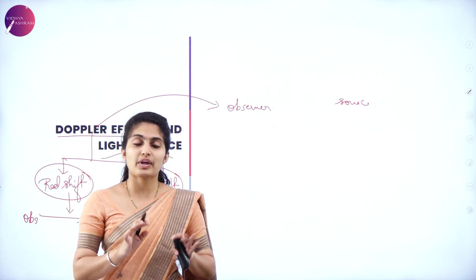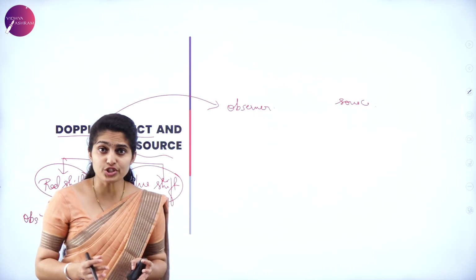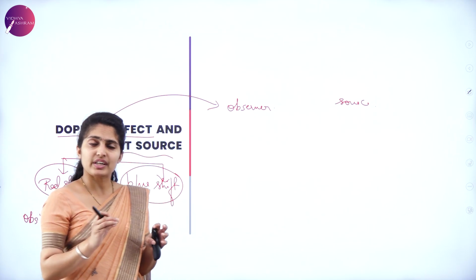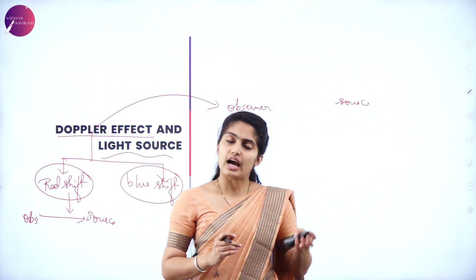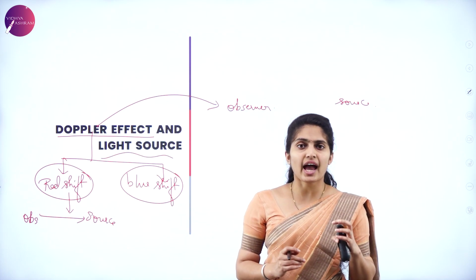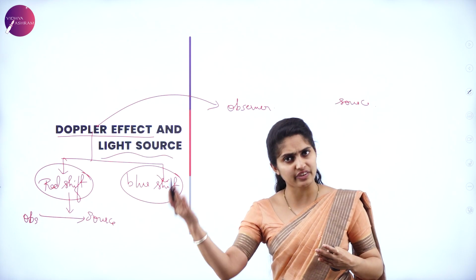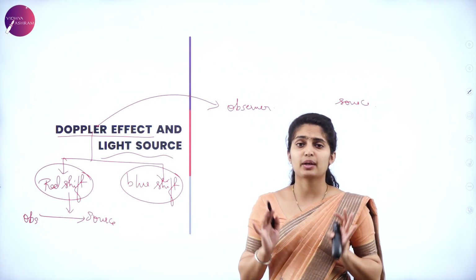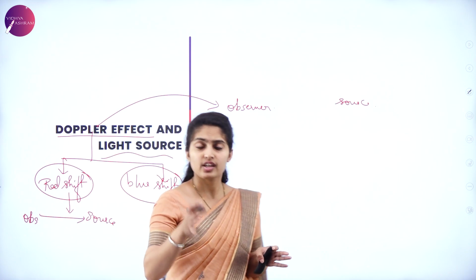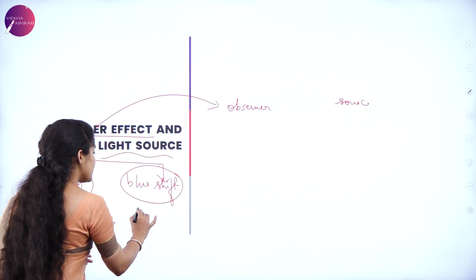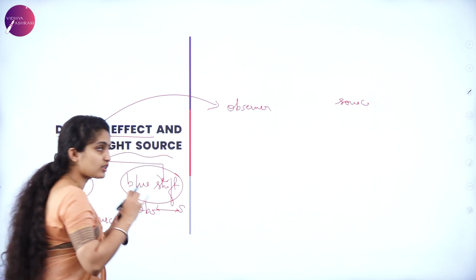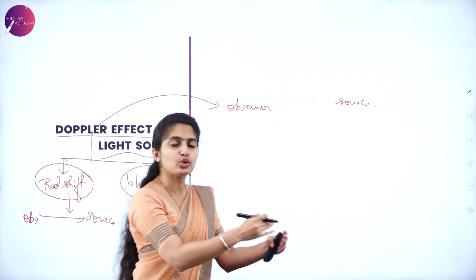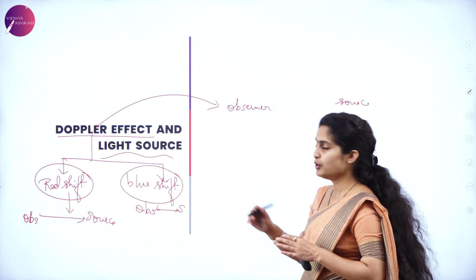And when it comes to blue shift, blue color has a shorter wavelength, right? Can the shorter wavelength be seen from a greater distance? No, it can be seen only at a shorter distance. So the source getting nearer to the observer is what we study under blue shift.